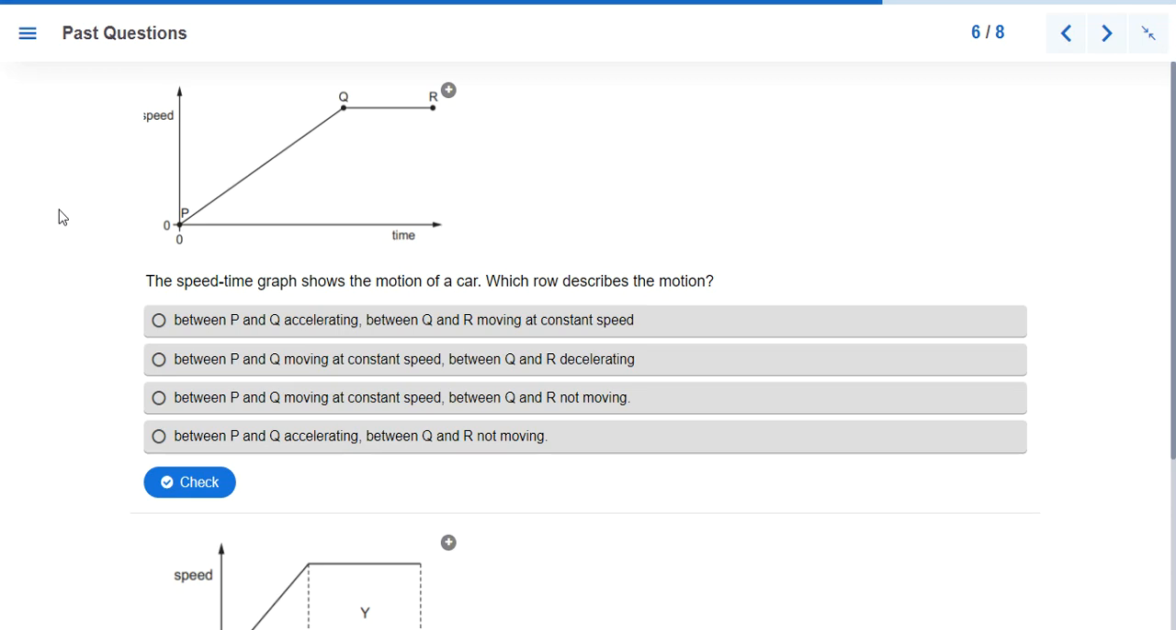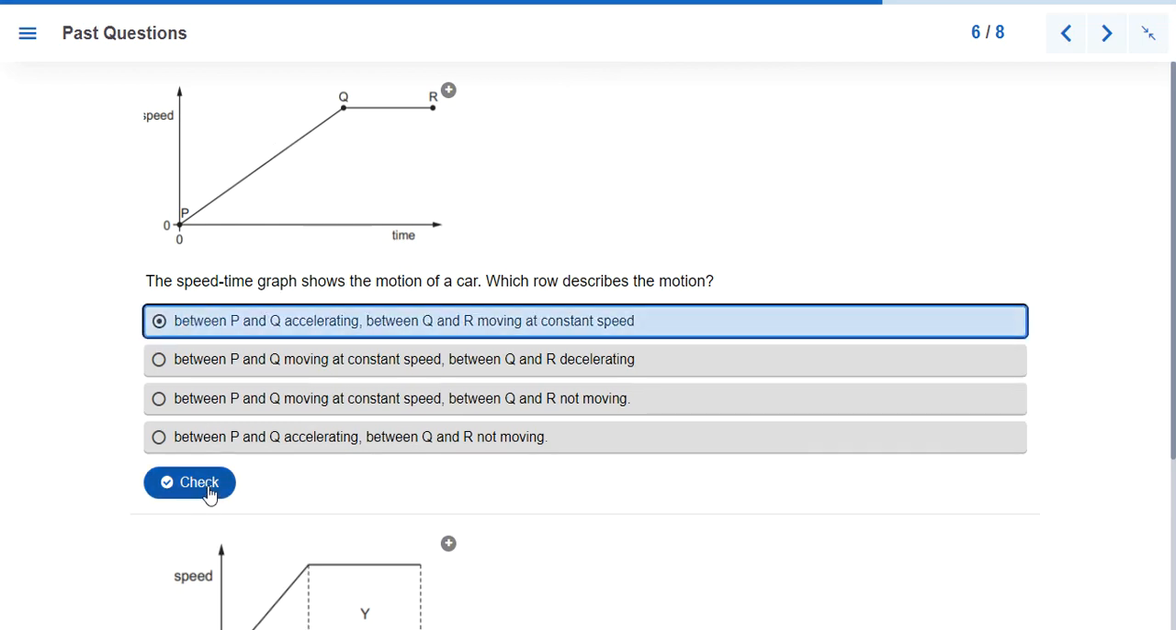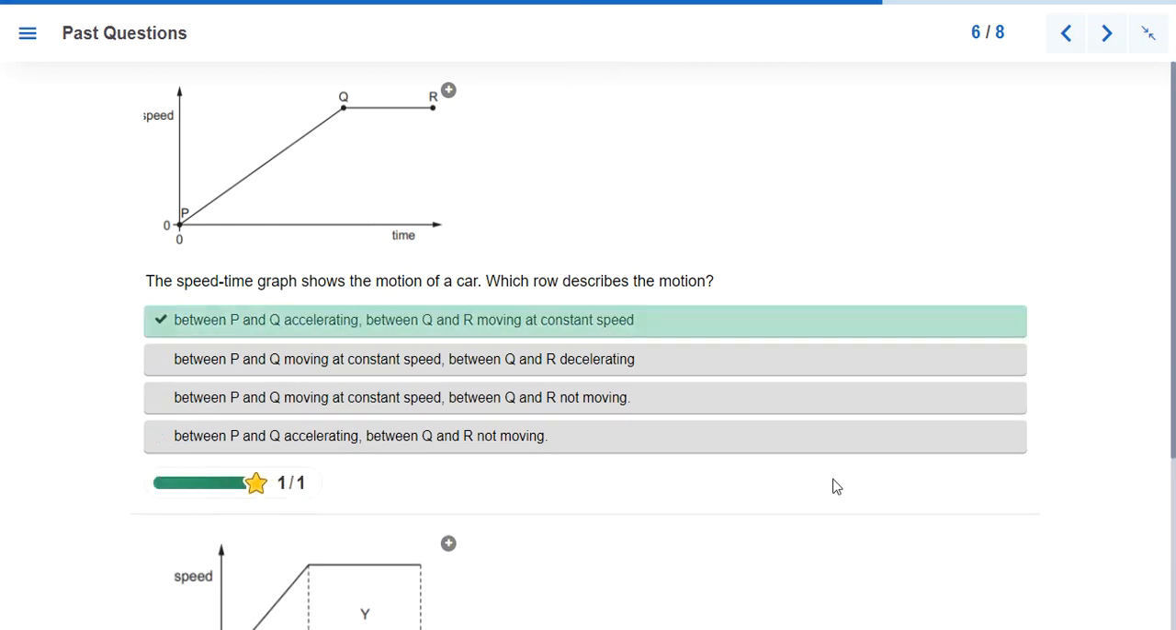Between Q and R, not moving? It's moving at constant speed. Between P and Q, it's accelerating. Between Q and R, not moving? It's moving at constant speed. So let's see. Between P and Q, accelerating. Between Q and R, moving at constant speed. So we check. That's correct.